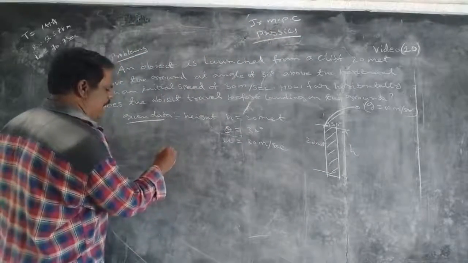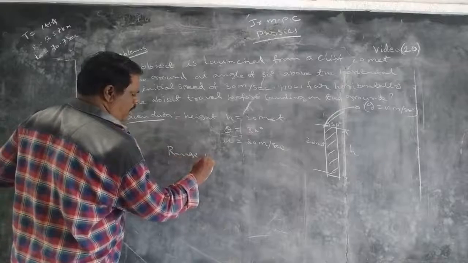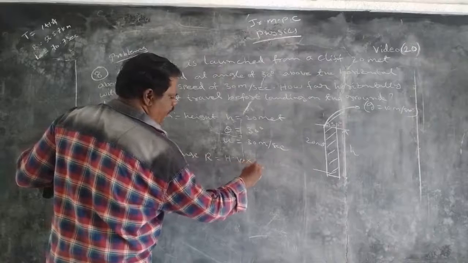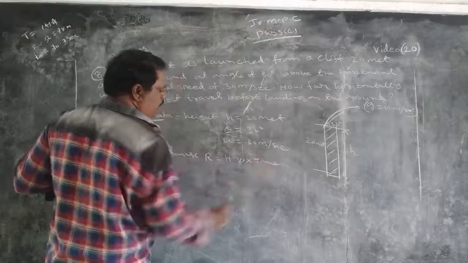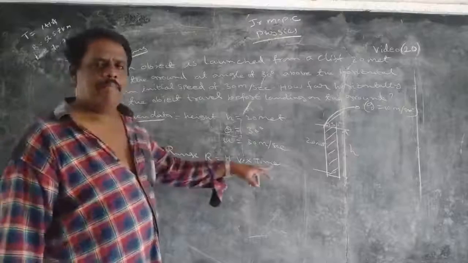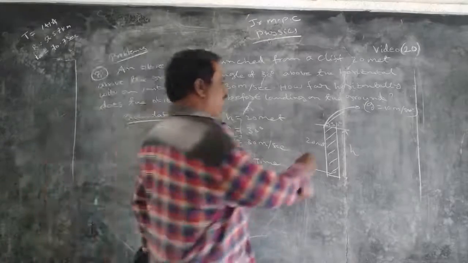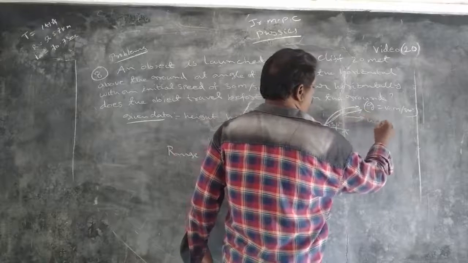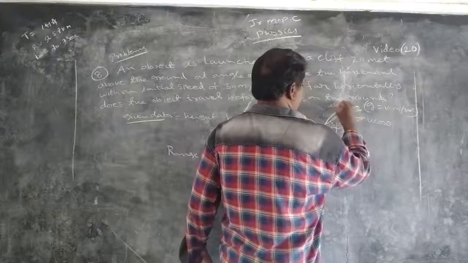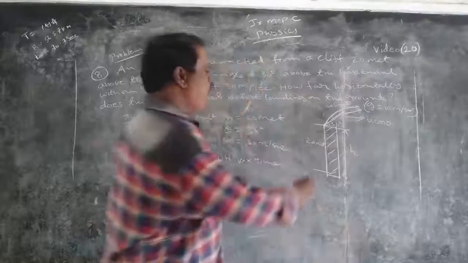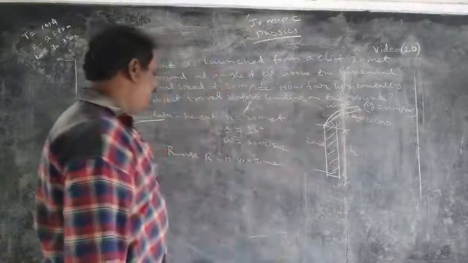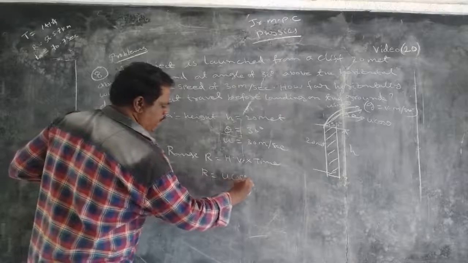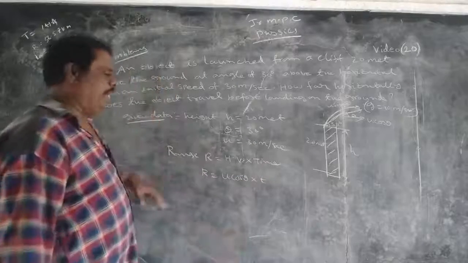Formula for range: R is equal to horizontal velocity into time. So first we have to calculate the time. Horizontal velocity, so resolved into two components. We know that the horizontal component will be u cos theta, and the vertical component will always be u sin theta. The theta will be here. Horizontal velocity will be R is equal to u cos theta into time. Time we have to calculate.